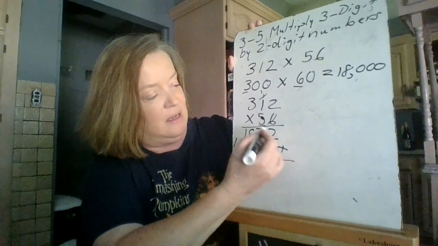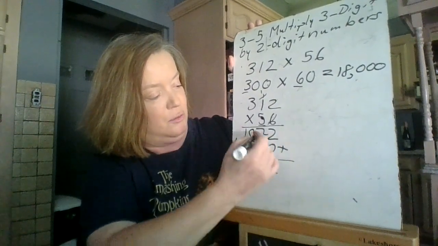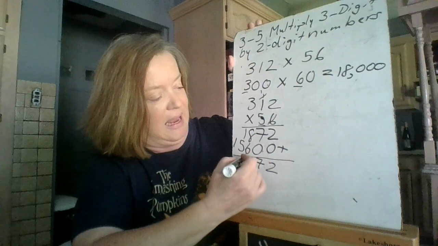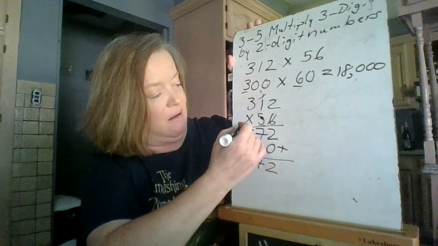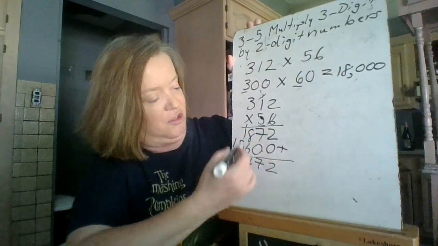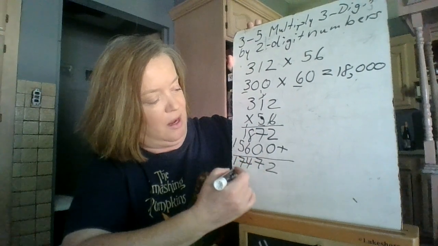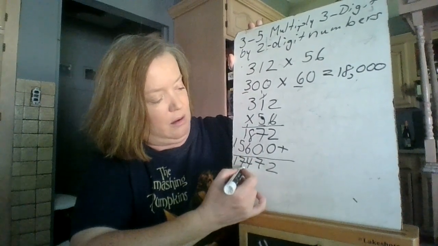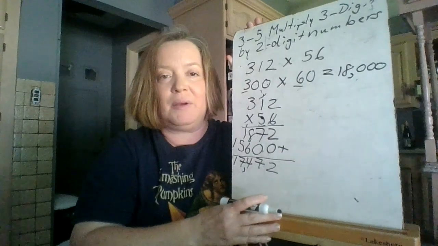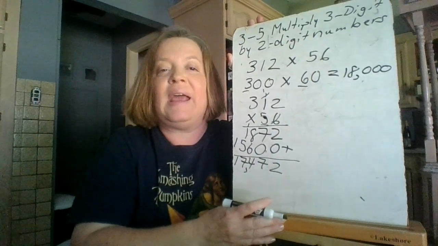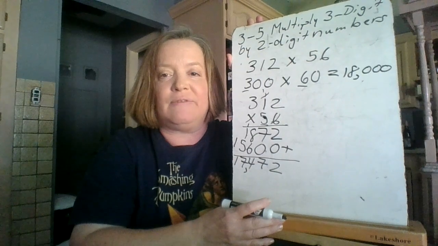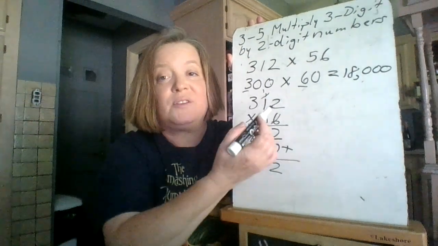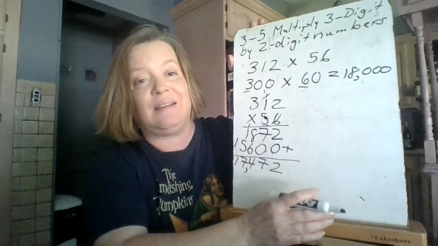Now I'm going to add them. These two partial products, 2 and 0 is 2, 7 and 0 is 7, 8 and 6 is 14. I'm going to carry this 1 here. 5 plus 2 is 7, and my 1 comes down. I go to the end of my number, and I do 1, 2, 3, comma before me, so I can put in my comma to show place value. And my answer is 17,472. And that's pretty close to my estimate, which was 18,000.